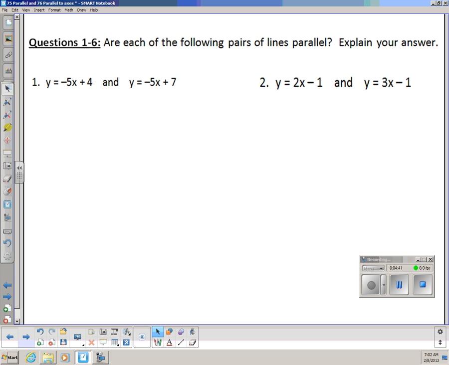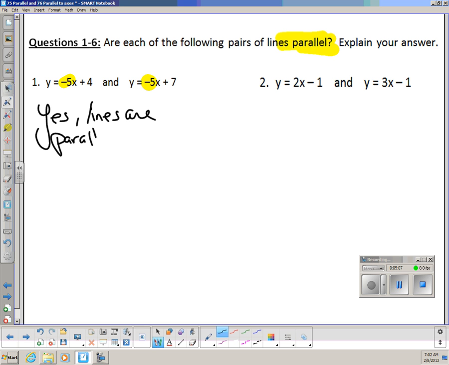Well, if I look at number 1 here for a minute, I'm looking for equal slopes. So if I want to find out if lines are parallel, I want to find out if the lines have the same slope. So I have y equals negative 5x plus 4 and y equals negative 5x plus 7. Yes, the lines are parallel because they have the same slope and different y-intercepts.